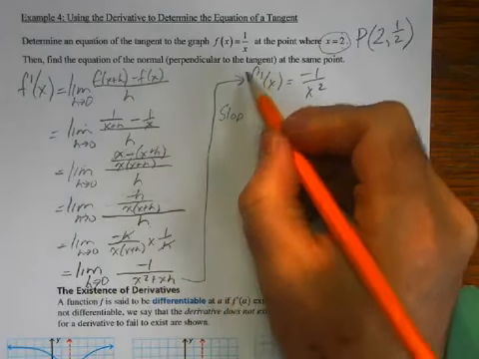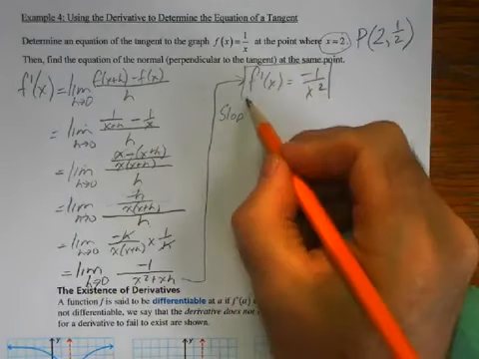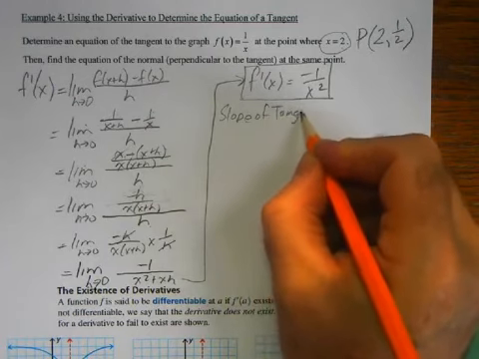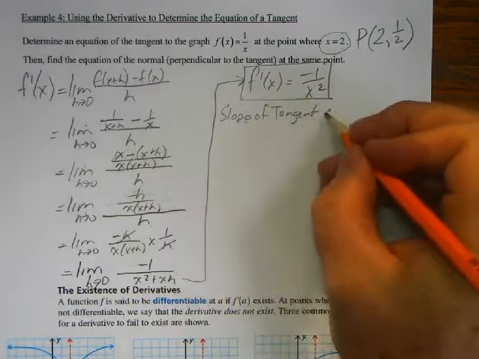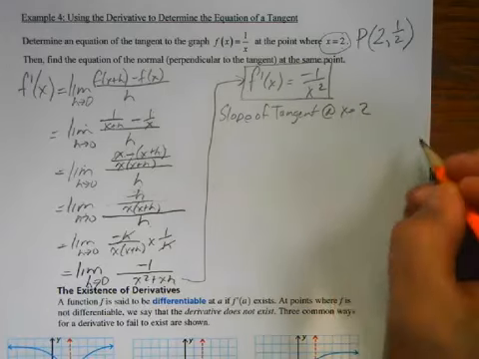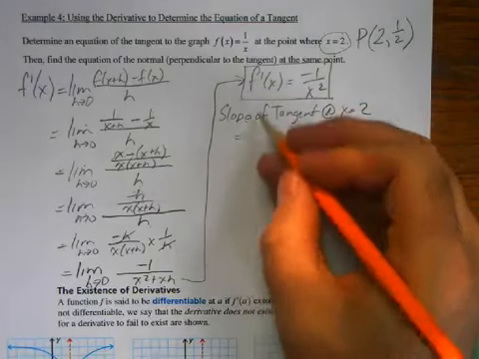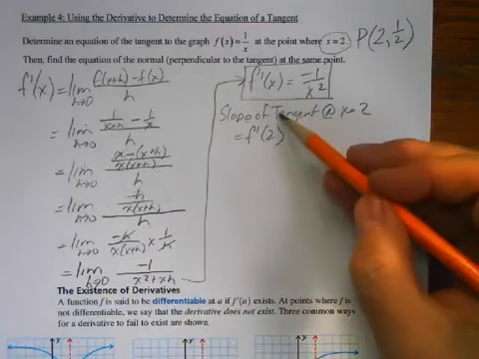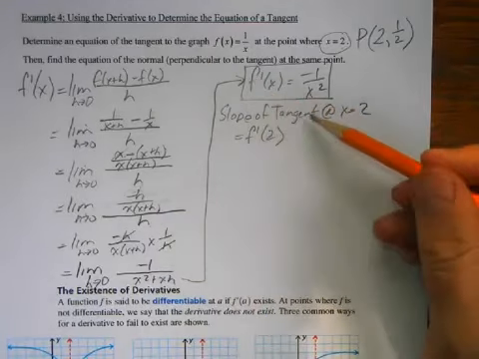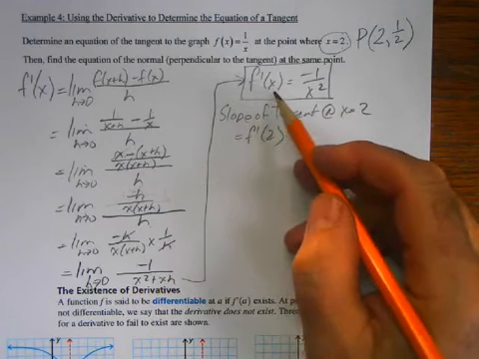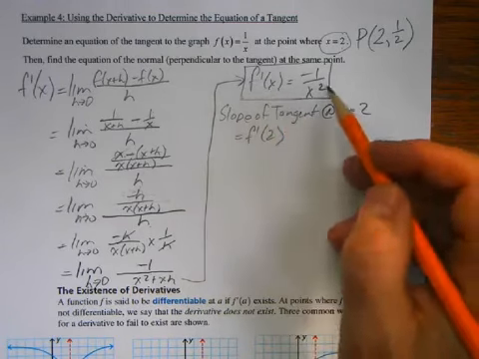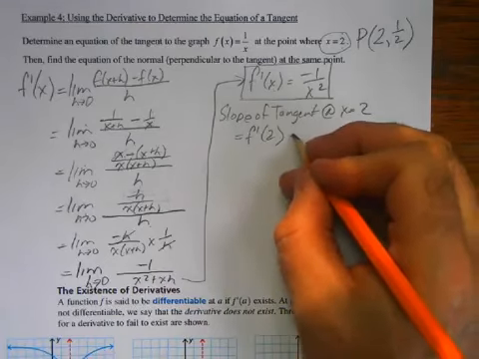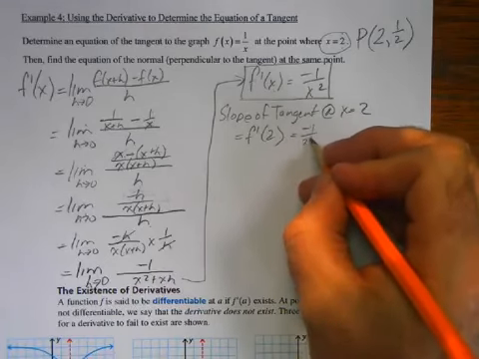Slope of tangent at x equals 2. This is equal to f prime of 2, because the slope of the tangent is the derivative. So we just plug 2 into this derivative function, and it becomes negative 1 over 2 squared, which is negative a quarter. So that's the slope of the tangent.